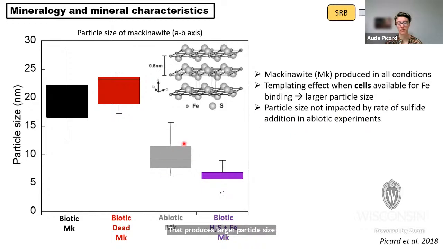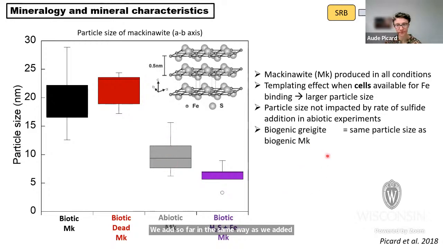And so, as I said before, we tested a number of different rates of addition in the abiotic experiment to figure out if it was due to a diffusion effect. But again, it doesn't have to do anything with the rate of sulfide addition, because in the dead case, we add sulfide in the same way as we added in the abiotic condition.